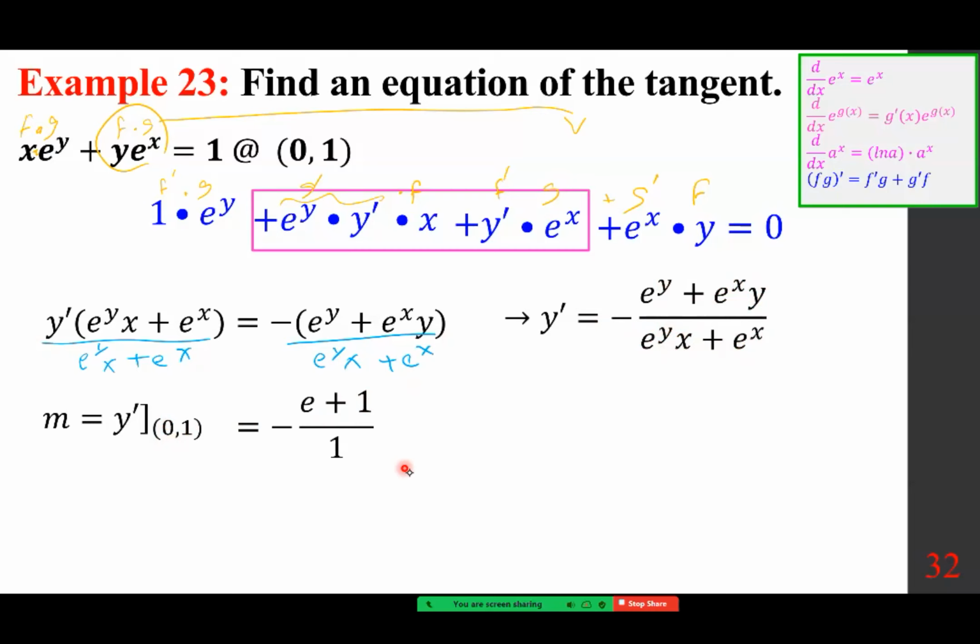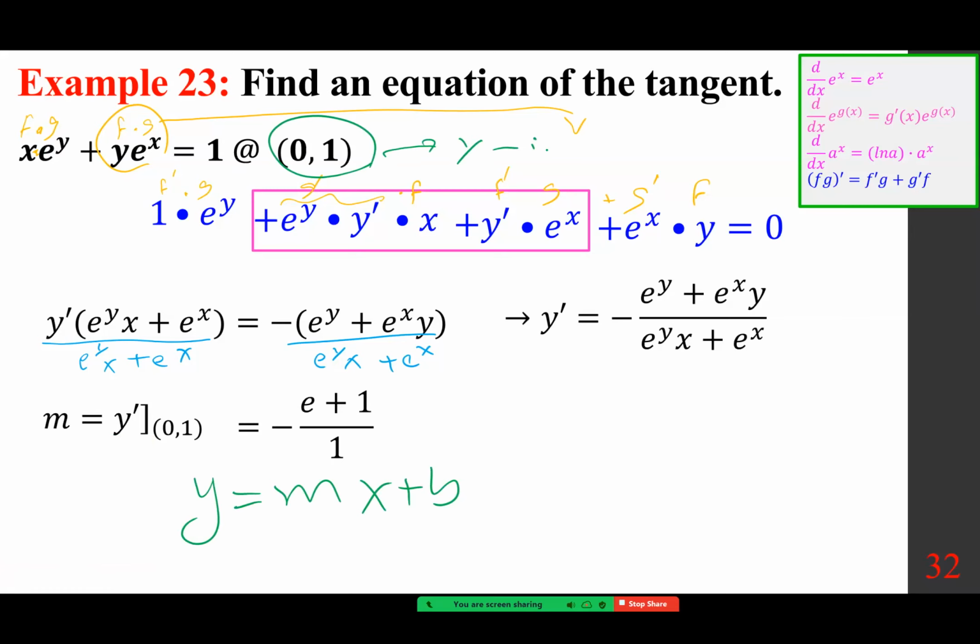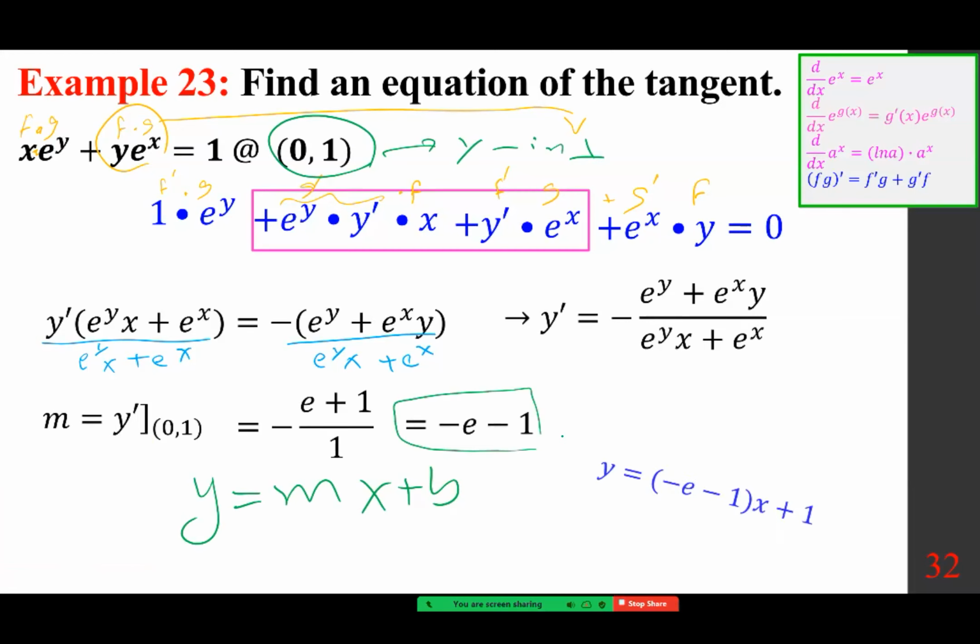So do I have to go with y minus y1 equals m times x minus x1? No, I'm going to go with y equals mx plus b, because this is the y-intercept. And when I do that, by the way, this is the simplified version. I get y equals mx plus b. And that's the final answer. And that's the precise answer, everybody. That's the precise answer, keeping it at e.